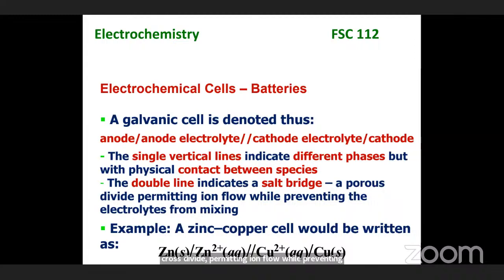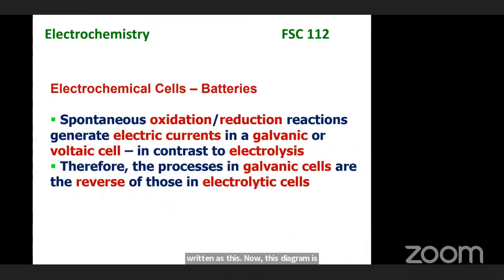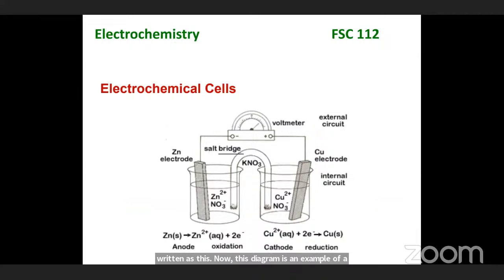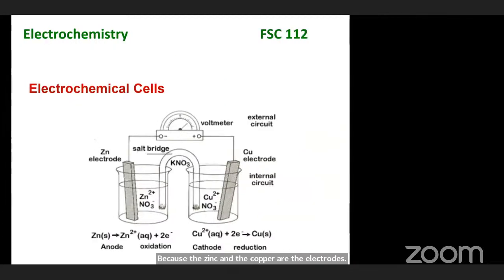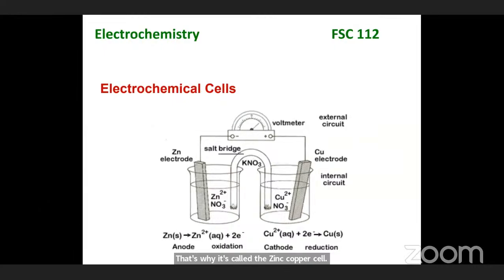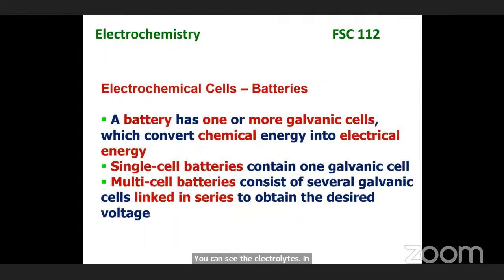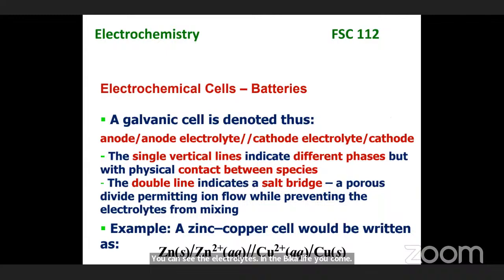So look at an example here. A zinc copper cell will be written as this. Now, this diagram is an example of a zinc copper cell because the zinc and the copper are the electrodes. So that's why it's called a zinc copper cell. And you can see the electrolytes in the beaker. Now, if you come here, you see how it's written. So the anode is the zinc. You can see it's solid.